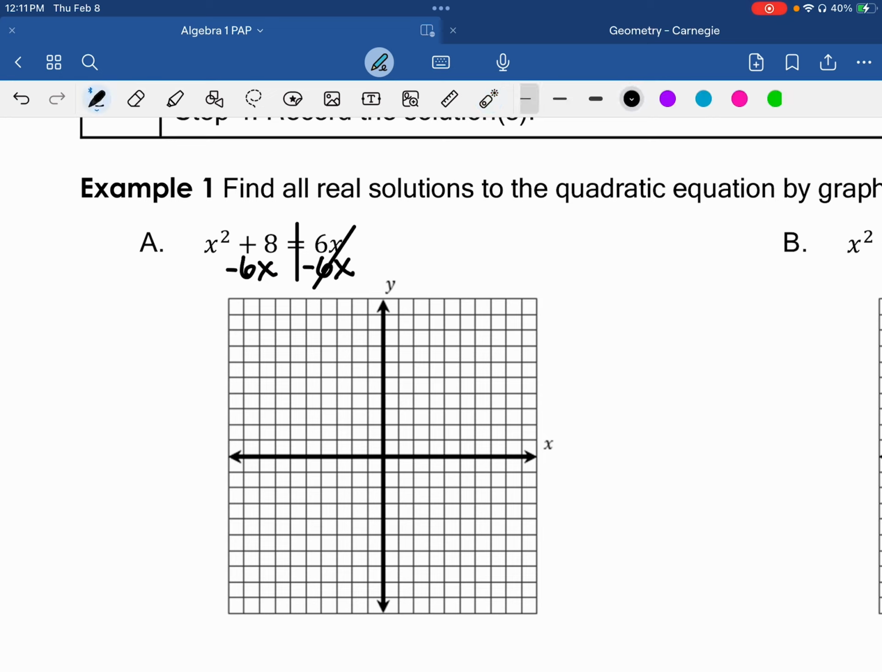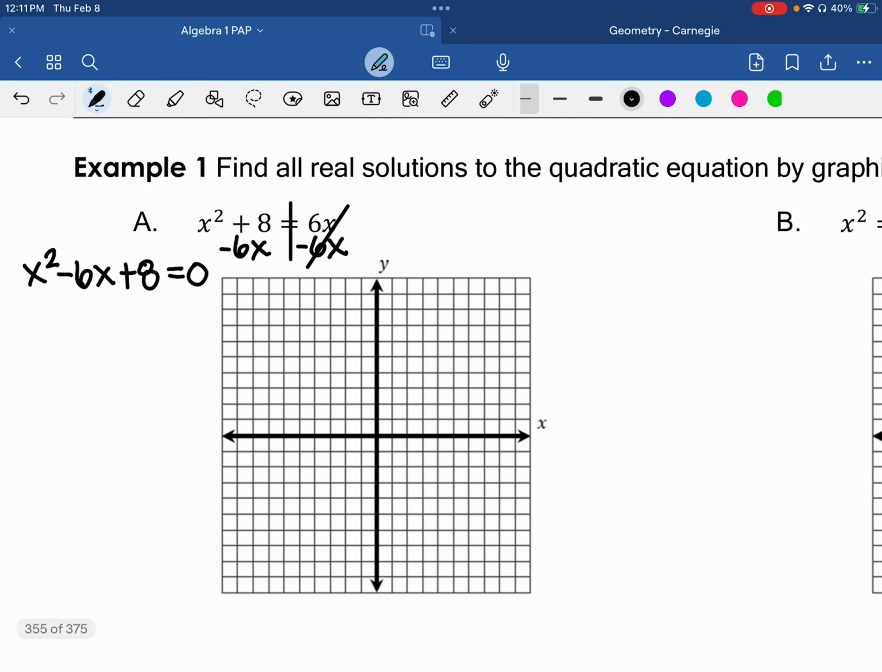All right, and of course the 8 does not have one. So I would rewrite it. I'm going to go over here. x squared minus 6x plus 8 is equal to 0. Now I can go ahead and graph this in my graphing calculator.